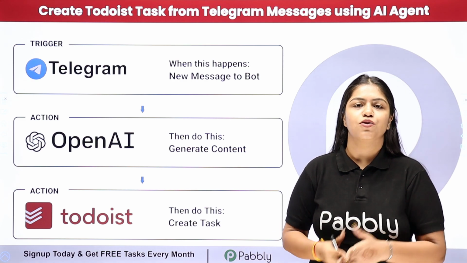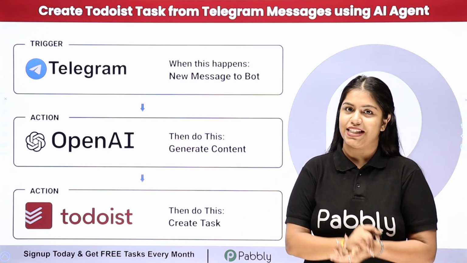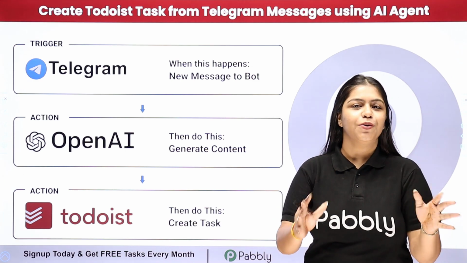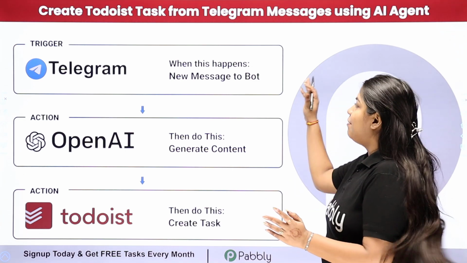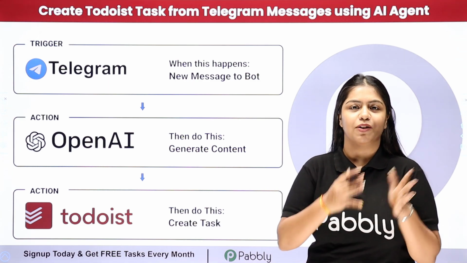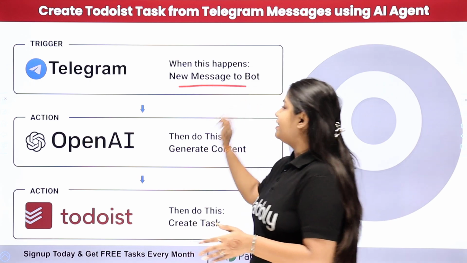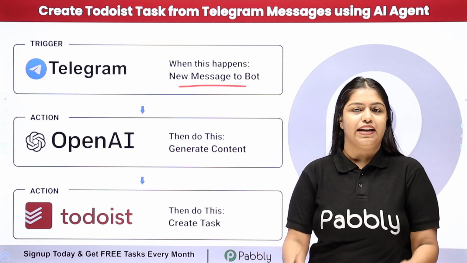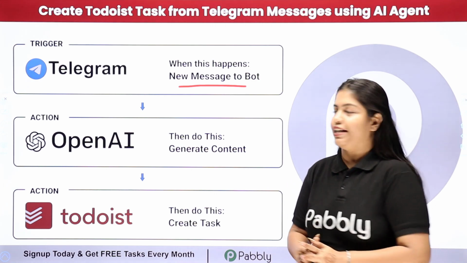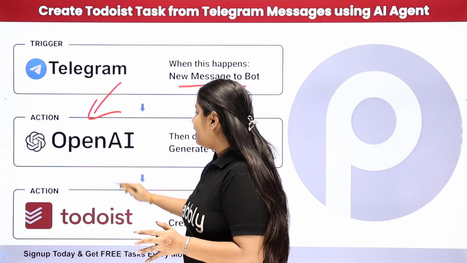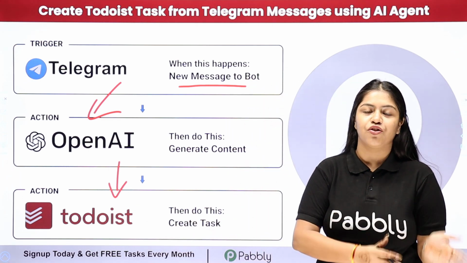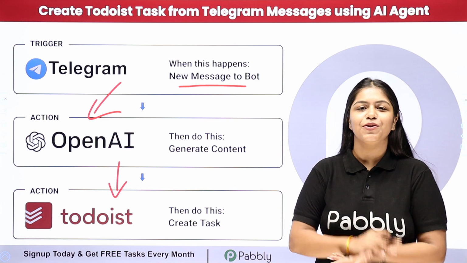So like you, I also used to manually create all the Todoist tasks, but this is such a time consuming and a tedious process. So to solve this problem, I've simply created this amazing automation where what is going to happen is that as soon as we talk about the task on Telegram, automatically using my AI agent, a Todoist task will be created. So to do this, we are simply going to create a connection between Telegram, OpenAI and Todoist. And to create this connection without knowing any programming or coding language, we are going to use Pabbly Connect.